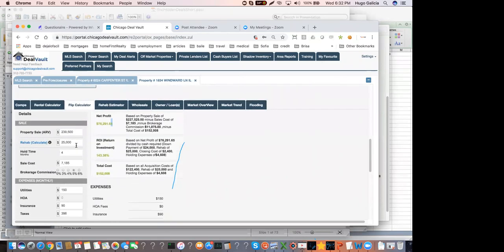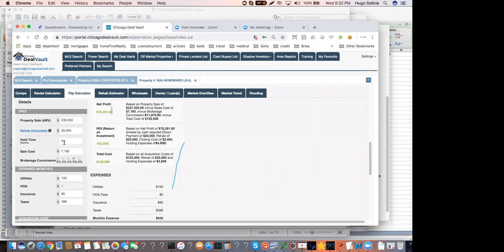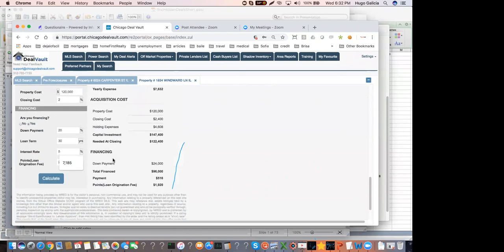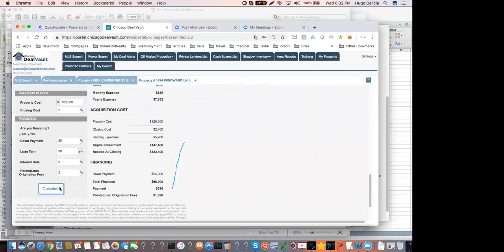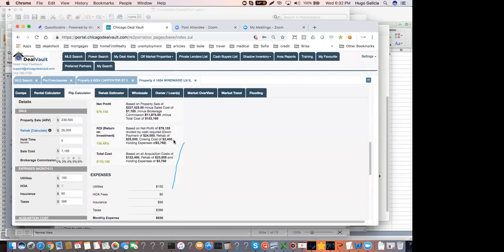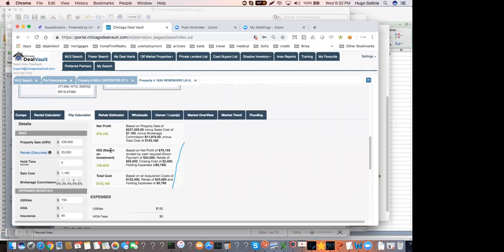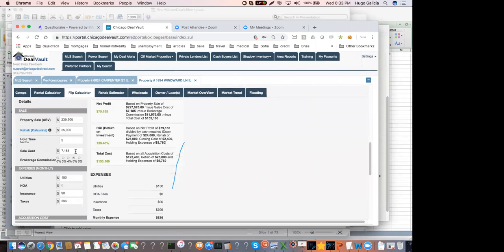So this flip is going to make you about $75,000 if you hold on to the property for 4 months. Now, let's assume that for some reason the rehab goes longer, so now it's going to be 5 months. Then your holding expense is going to go a little bit higher, from 46 to 57. And obviously, your net profit is going to go down when you hold for 5 months.